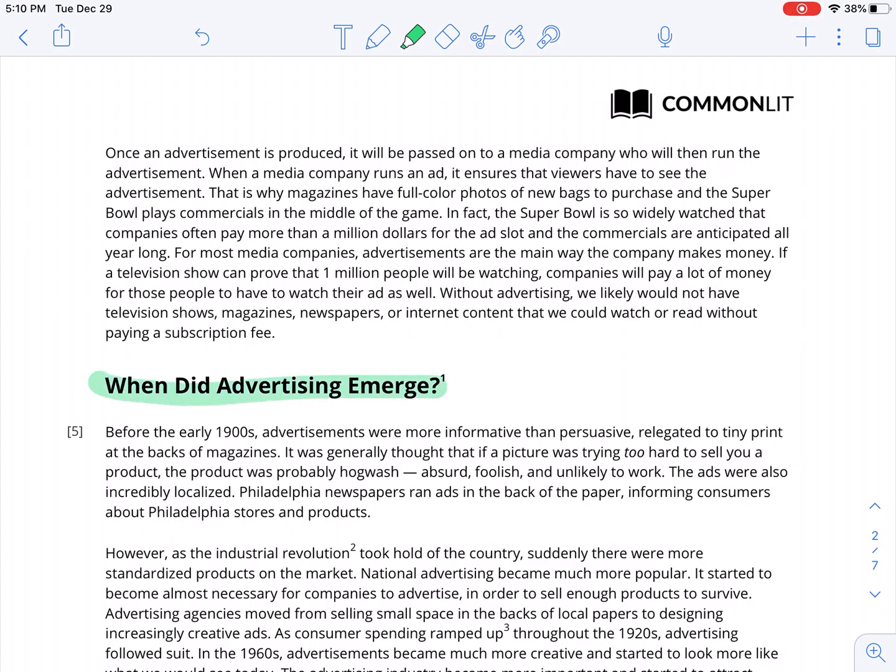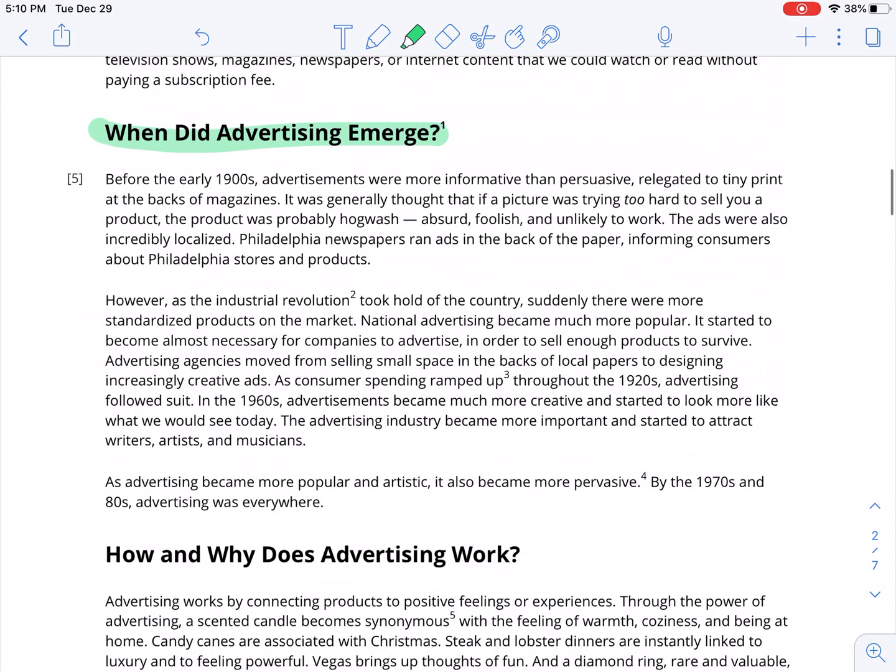When did advertising emerge? Before the early 1900s, advertisements were more informative than persuasive, relegated to tiny print at the backs of magazines. It was generally thought that if a picture was trying too hard to sell you a product, the product was probably hogwash, absurd, foolish, and unlikely to work. The ads were also incredibly localized. Philadelphia newspapers ran ads in the back of the paper informing consumers about Philadelphia stores and products.